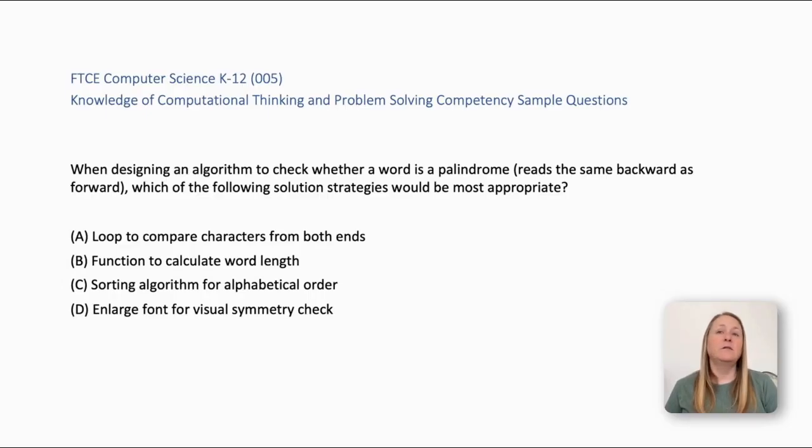B. Length alone doesn't tell you if the letters match forward or backward. D. Font size or how the word looks doesn't prove if it's a palindrome. You will need to compare the letters. The correct answer is A. This strategy allows the algorithm to check each character in the word against its opposite counterpart to determine if the word is a palindrome. It's efficient and directly addresses the problem by sequentially reducing the problem space until either a mismatch is found or all character pairs are confirmed to match.